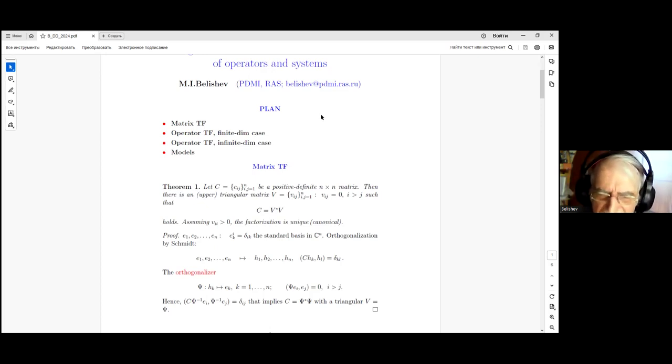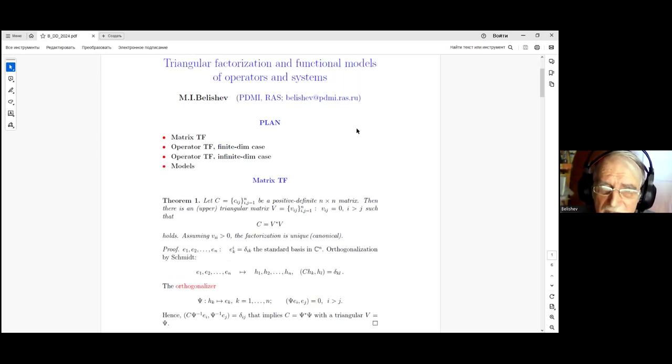The reason is that a lot of important dynamical inverse problems are solved by the same scheme, and the main features of the scheme are the subject of this talk. The main ingredient is the triangular factorization of operators. Roughly speaking, to recover, for instance, a Riemannian manifold via boundary inverse data is to factorize some operator, to provide some triangular factorization of operators.